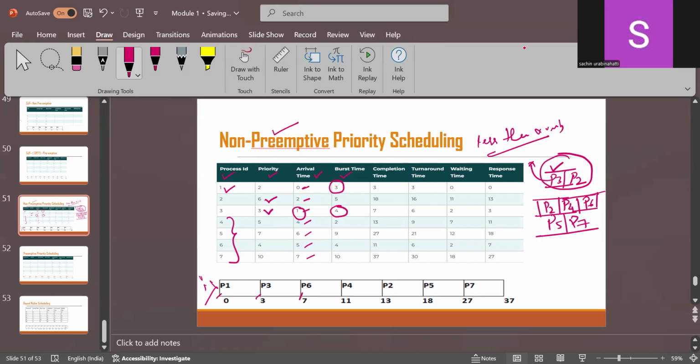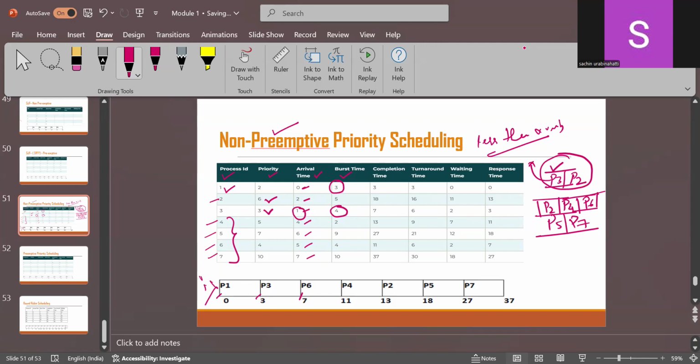So after P3 has been executed, P3 executes till what time? Till 7 units of time. If you see, till 7 units of time, all the remaining processes are in the queue. Which are the remaining processes? P2, P4, P6, P5 and P7. Now we have to check what is the priority of P2, what is the priority of P4, what is the priority of P6 and what is the priority of P7 and P5.